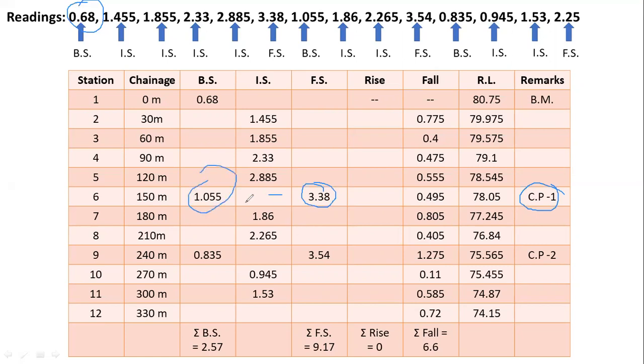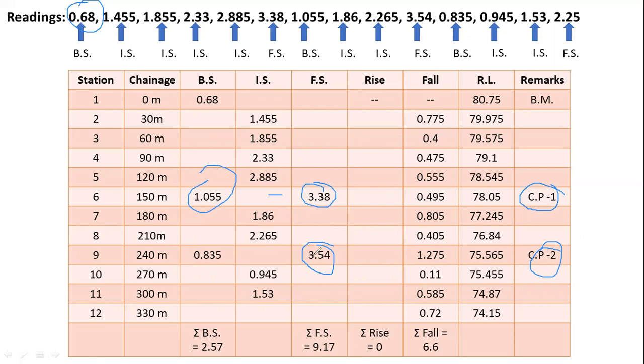After that 1.86, right? This is IS. The next is 2.265, so the reading is put in the IS column. Again at the 10th position, right? We are shifting the instrument again, so the reading 3.54 is put in the FS column. This is called CP2, changing point 2.